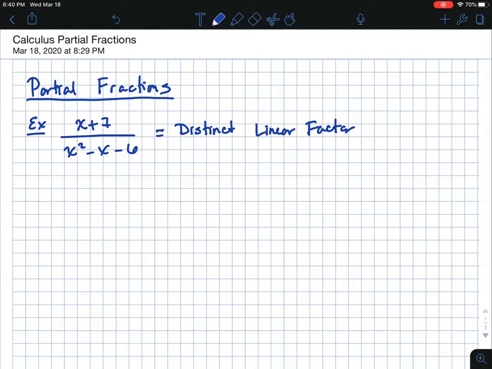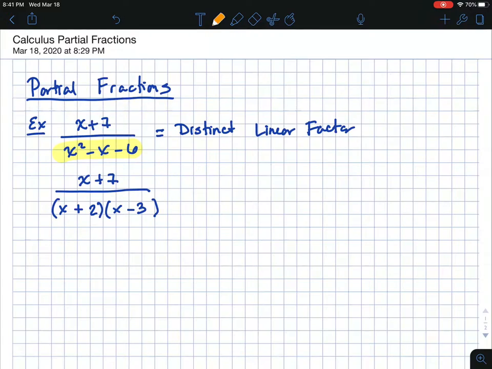So we've got to break this up into a sum of two or more simpler rational expressions. Up top, we'll keep it the same, x plus 7. In the denominator, we are going to factor x squared minus x minus 6. So factoring out, we've got x plus 2 and x minus 3.